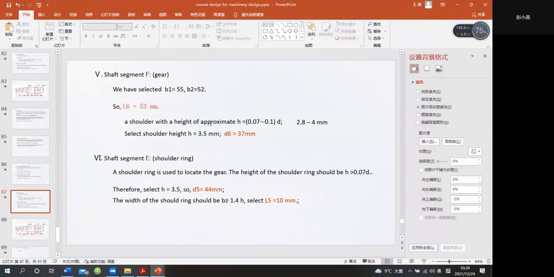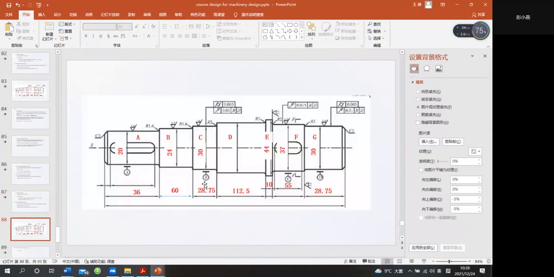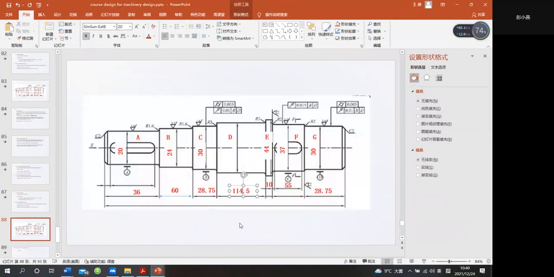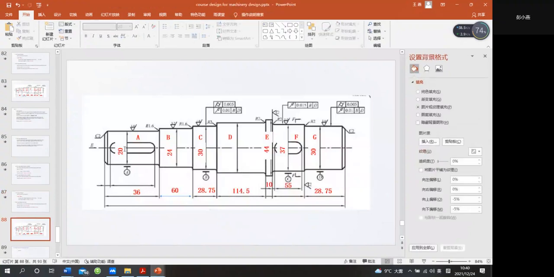And then consider the shoulder height. When you choose D1 at 20 millimeter, then D6 is 33 millimeter, and then for the shoulder ring, we also calculate the diameter. The dimension for this is smaller than this. When you choose the different type of coupling, the dimension of the shaft is different. It's different. Okay.